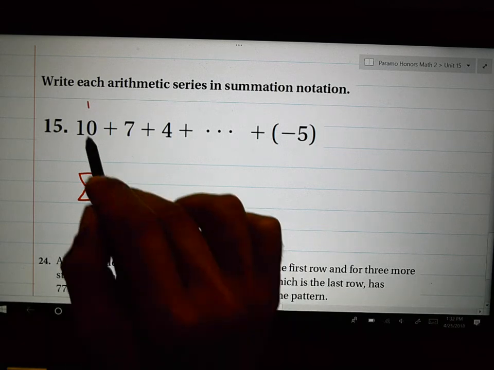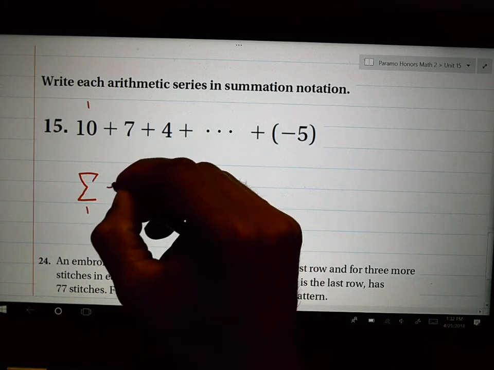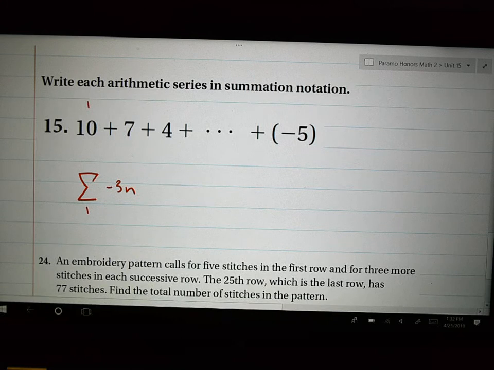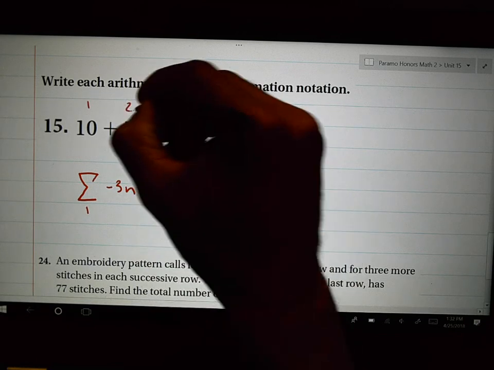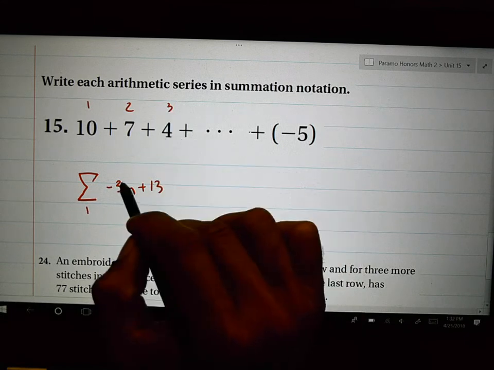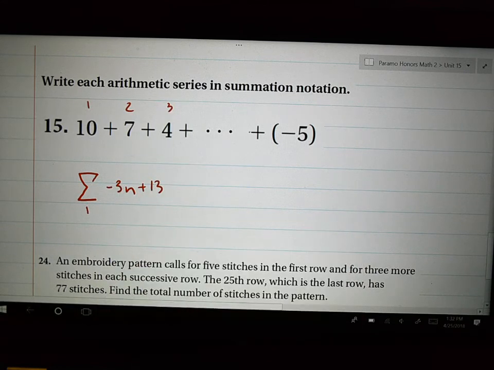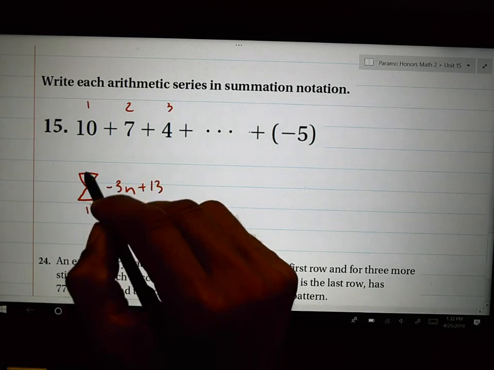And if I know my rule, this is going down by 3. I feel like I need a negative 3n since the common difference is 3, or going down by 3, negative 3. And what would it be before this, the 0 term, the term before? I feel like it's 13. Now let me just check to see if this is right. Negative 3n, I'm going to plug in the number 3. Negative 9 plus 13 is 4. It works.